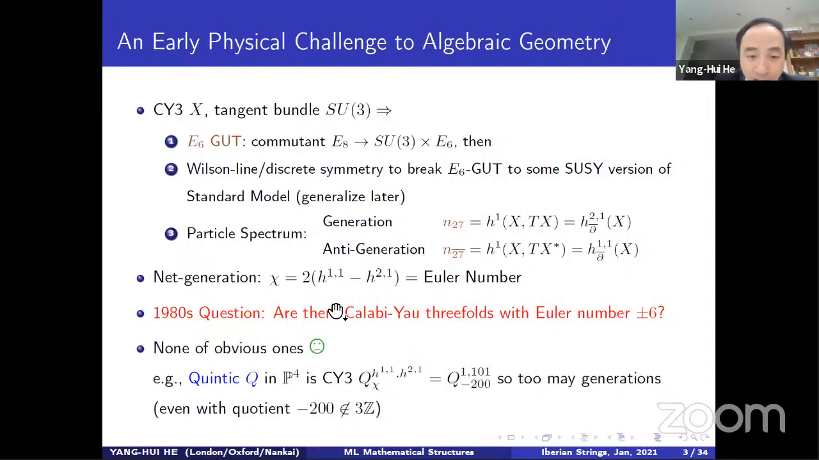Well, none of the obvious ones did. The most obvious Calabi-Yau threefold is the quintic manifold in P4, and that one had minus 200 as its Euler number. And so there are too many generations. If you naively constructed an E6 GUT theory, you would have had something on the order of 100 generations of particles, which is just not true. We want 3 generations of particles.